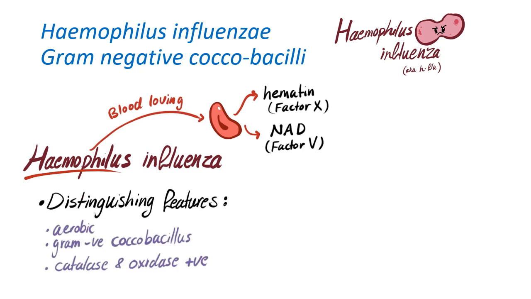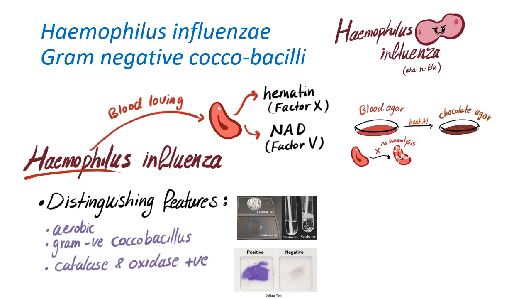The most important distinguishing characteristics of these bacteria is that they are aerobic, so they require oxygen, and they are gram-negative, and they are catalase and oxidase positive. So they are unlike the Enterobacteriaceae, and similar also to Pseudomonas. It's oxidase positive. And as we mentioned earlier, blood agar does not have the NAD factor. So blood agar needs to be heated to produce chocolate agar so that the bacteria can grow easily, because the lysed blood will contain NAD or factor V.